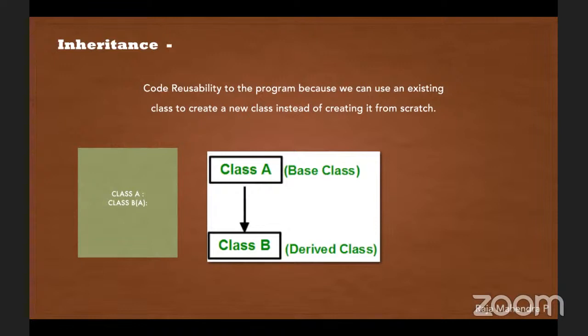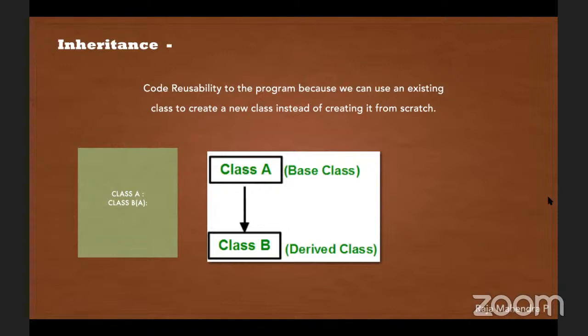Inheritance always talks about code reusability. If we want to use the same behavior in different classes, we can go for inheritance. It gives code reusability to the program, because we can use an existing class to create a new class. So instead of creating multiple classes from the same information, we will use the existing class.